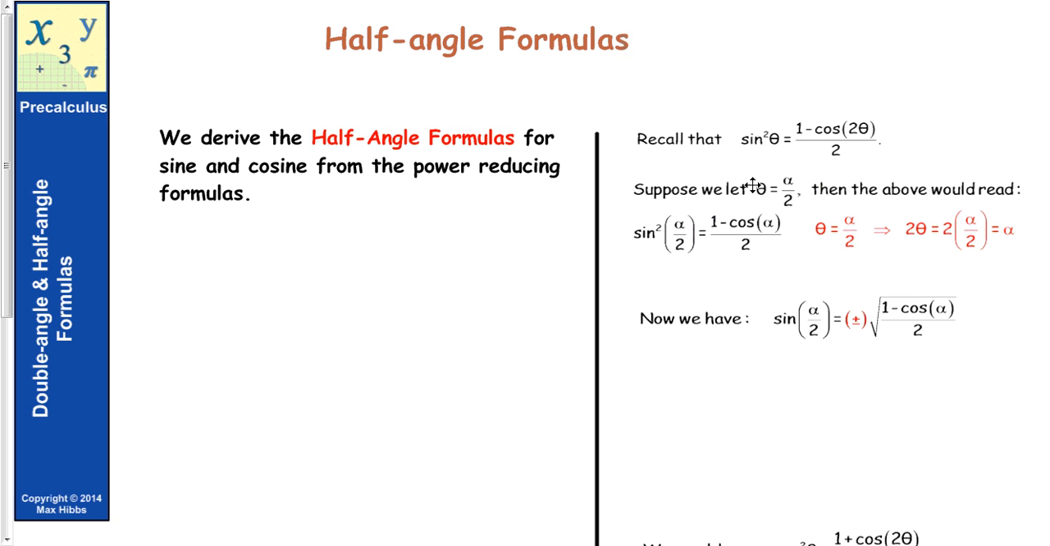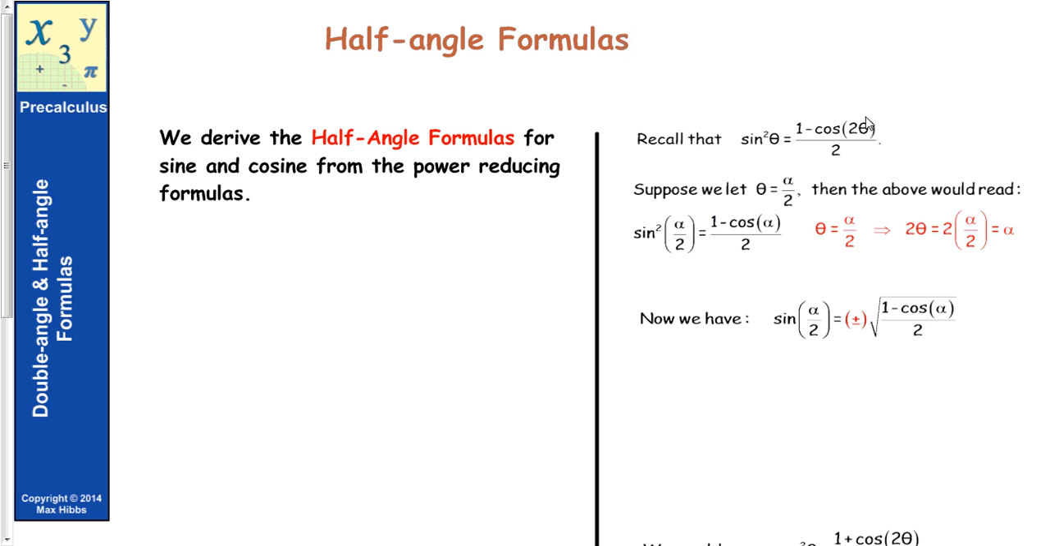Now, follow with me: if we replace theta with alpha over 2, then the above would read the sine squared of alpha over 2 would be equal to 1 minus cosine alpha over 2. The reason for that is, if theta is alpha over 2, 2 theta, which we have in the formula, would be the same as 2 times alpha over 2, which is just alpha.